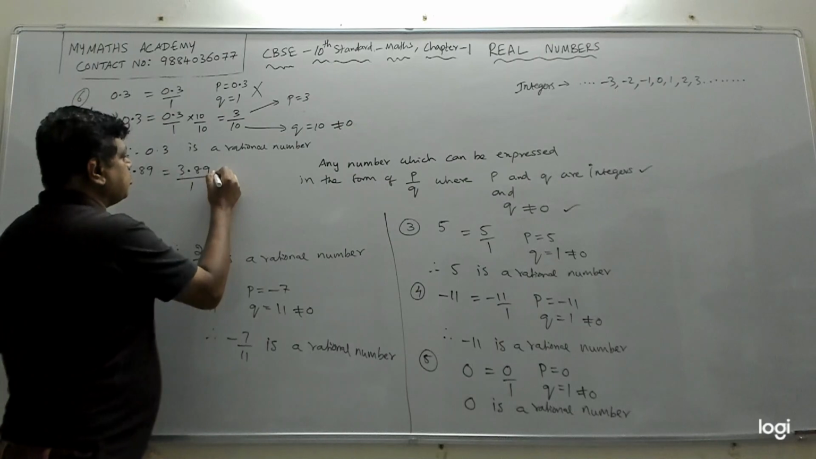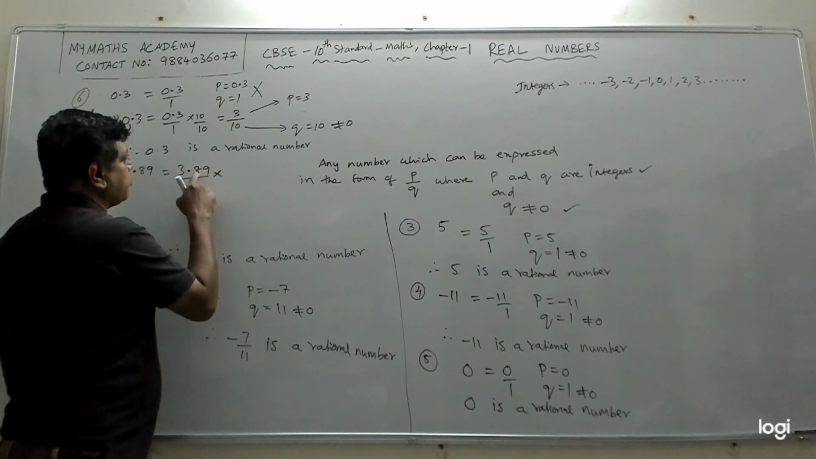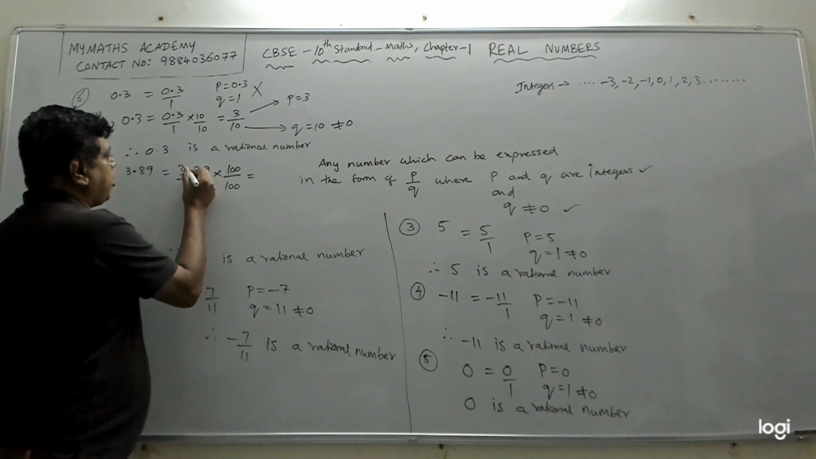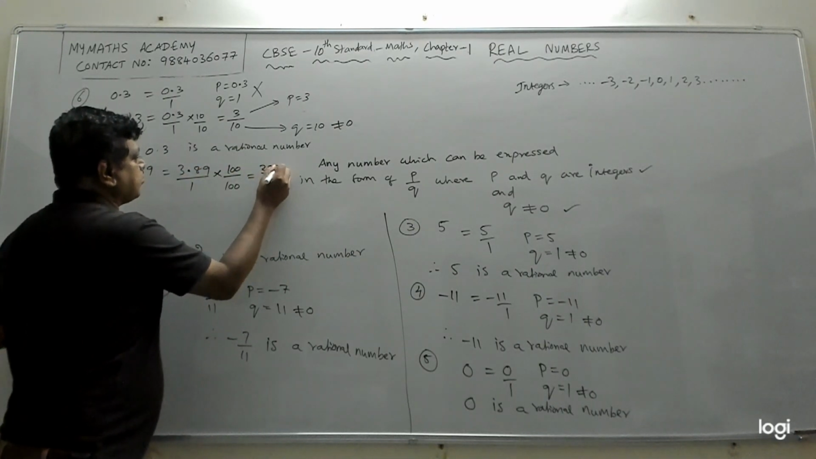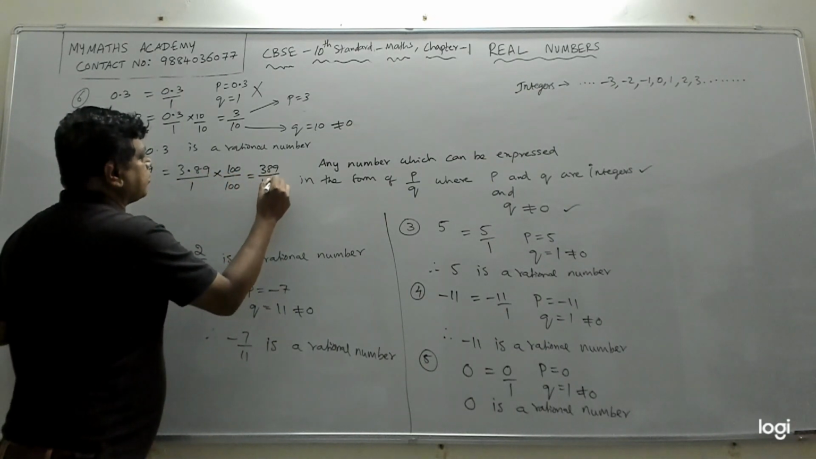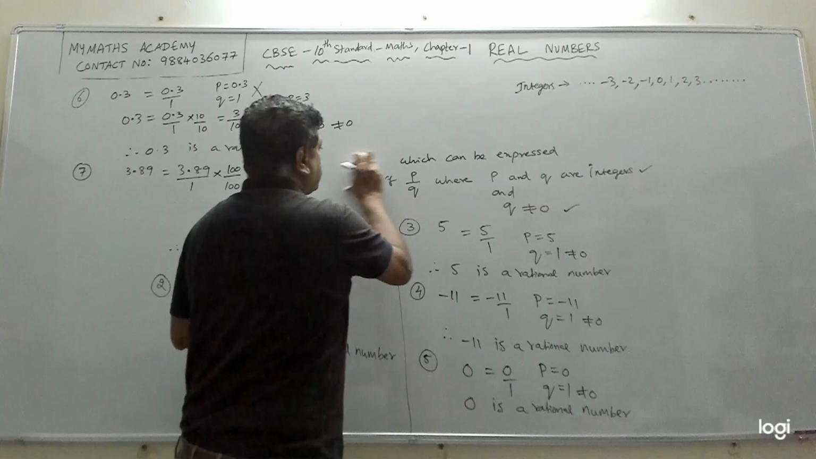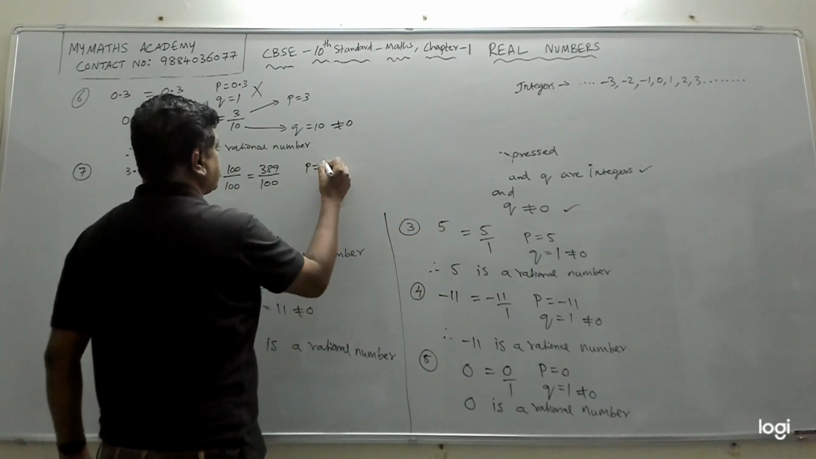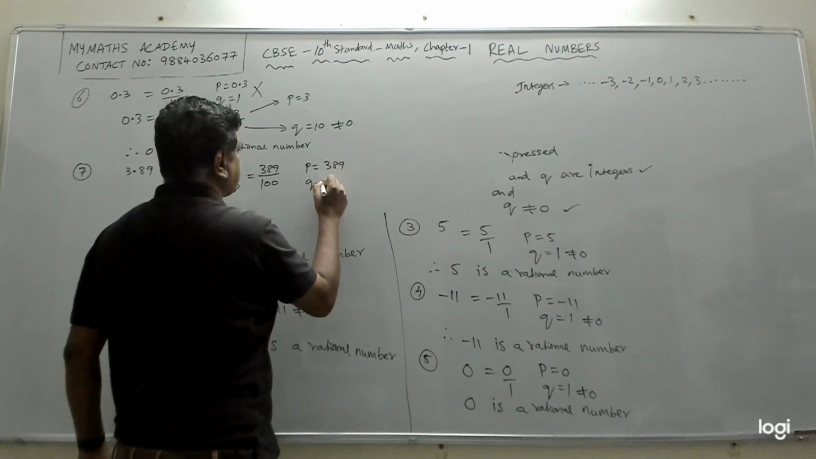So, how many numbers are there after the decimal? Two numbers. So I will multiply by 100 and divide by 100. My 3.89 will become 389. Multiply 3.89 with 100 to get 389, and 1 into 100 is 100. So what is my P? P is 389, my Q is 100.